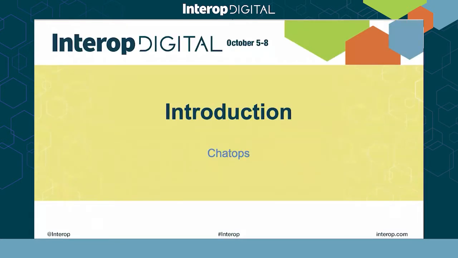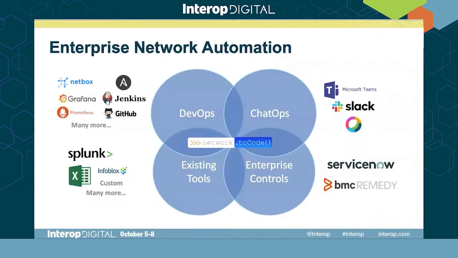So an introduction, a little overview of ChatOps. What is ChatOps? If we look at the overall picture of network automation in the enterprise world, we have these major components. So DevOps, things like Ansible, Jenkins, GitHub, the various tools that we use on the DevOps side of network automation, even our source of truth like NetBox. And then, of course, we have our existing tools, things like Splunk, Infoblox, it could be something custom that's been written. So these are all the various more traditional, older things that need to be integrated into our new DevOps world. And then we also have our enterprise controls.